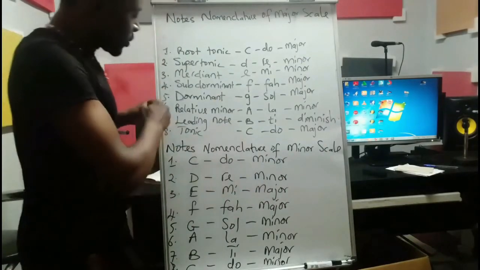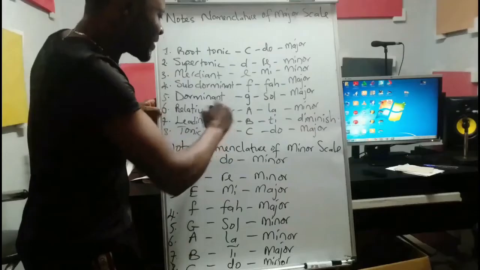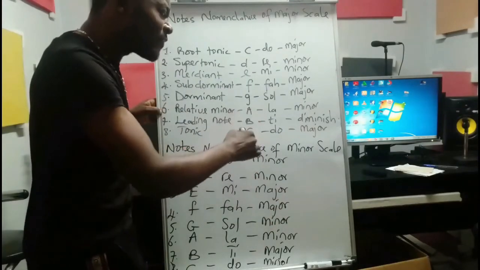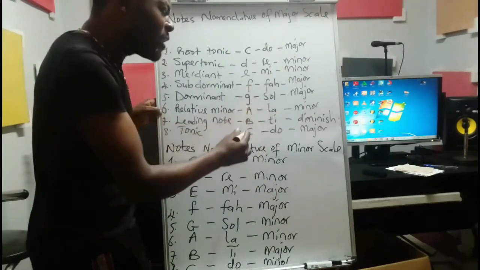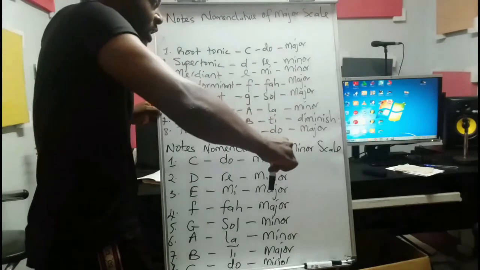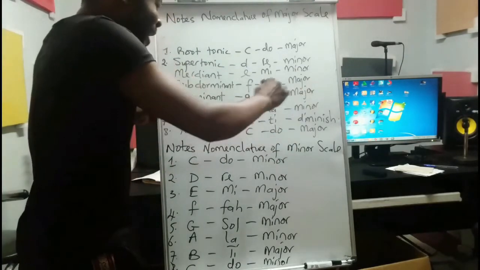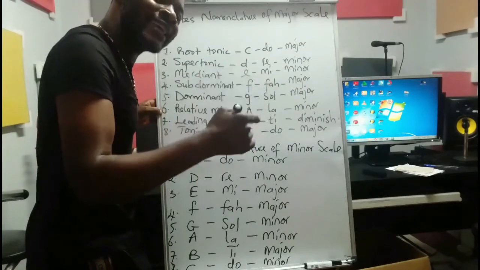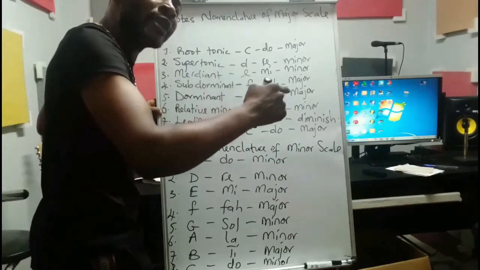Okay, now we go to the sixth. The sixth is the relative minor. Another name for the relative minor is A. Another name for A is la. And when you are in a major key, the sixth, which is la and is the relative minor, it's what? Should I say it again? It's a minor because we have already said a relative minor.